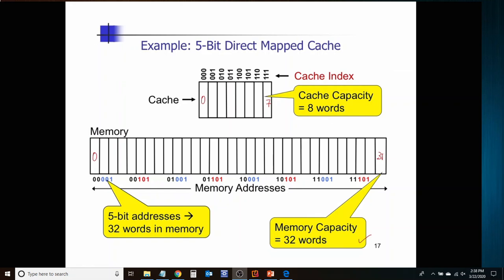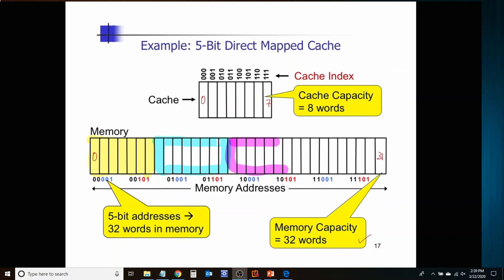So how are we going to map them? At a time we can only have 8 words, so memory addresses from 0 to 7 can occupy the cache, or it can be the next 8, or the next 8, and so on. So we are going to get 4 different possibilities here, 4 groups of 8 words that can at any given time occupy the cache.